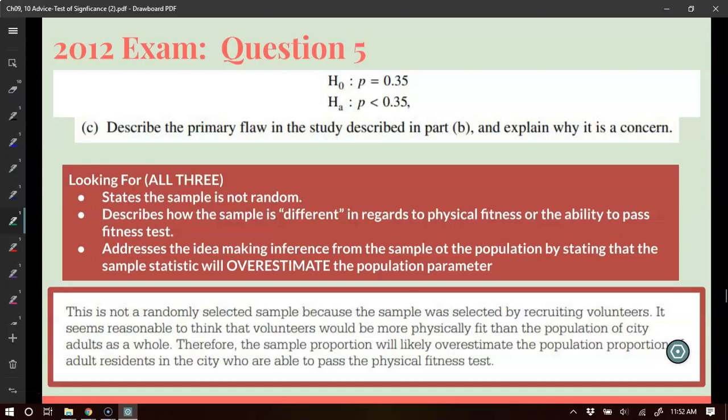It also wants you to describe how the sample is different in regards to physical fitness, or the ability to pass the fitness test, of the volunteers compared to everybody in the population. Also, make sure you are addressing the idea of making inference. This was in a previous video. And it's even saying how: you are overestimating the population parameter. So you can read their answer below to get more understanding of it.